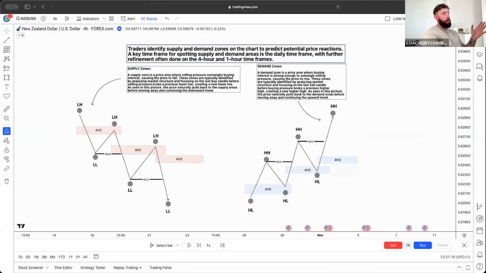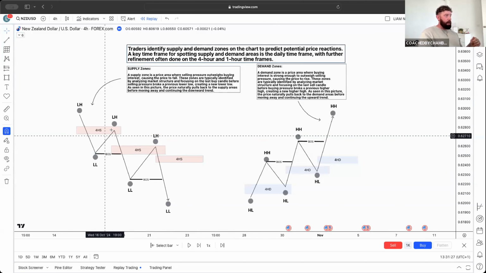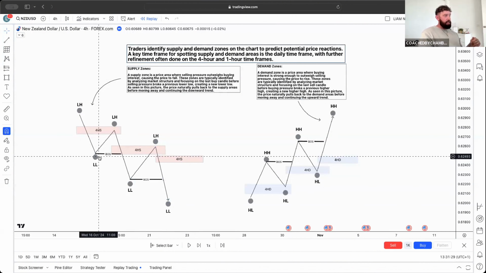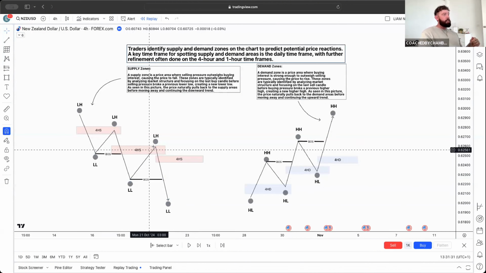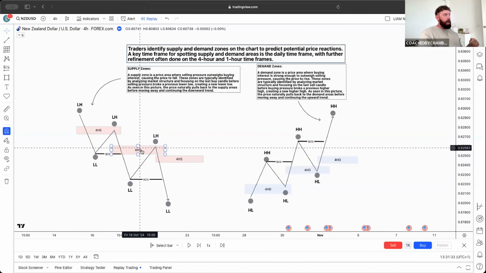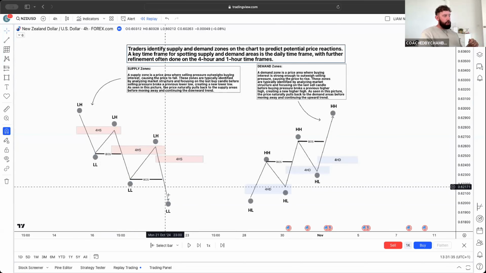On that candle, that area is what broke the previous lower low, creating a new lower low, as seen in this picture below. I know it's obviously easy to look at one of these, but this is what it will look like. You'll be able to see that the price naturally pulls back to the supply areas. So we have a break of a previous lower low, and then we naturally pull back into a 4-hour supply area, and then we continue that downwards trend onwards.